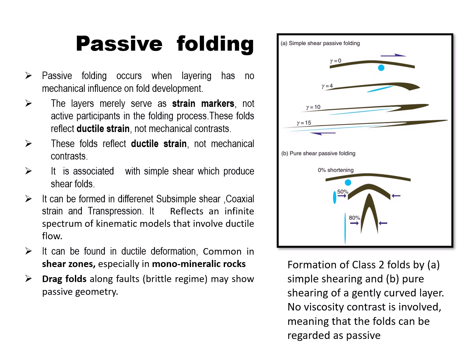They are common near shear zones, faults, and monomineralic shear zones. It can form in different sub-simple shear, coaxial, and transpressional settings. It reflects an infinite spectrum of kinematic models that involve ductile flow. It can be found in ductile deformation, common in shear zones, especially in monomineralic rock. Rock folds along fault brittle rhythm may show passive geometry. From the image, we can see the difference between simple shear passive folding and pure shear passive folding in the diagram.